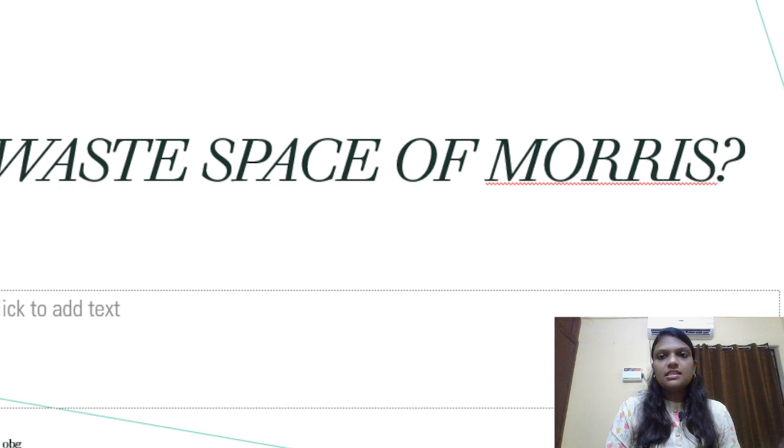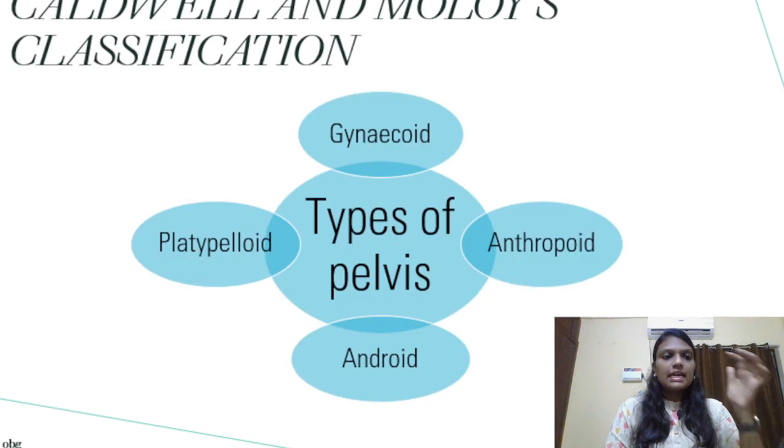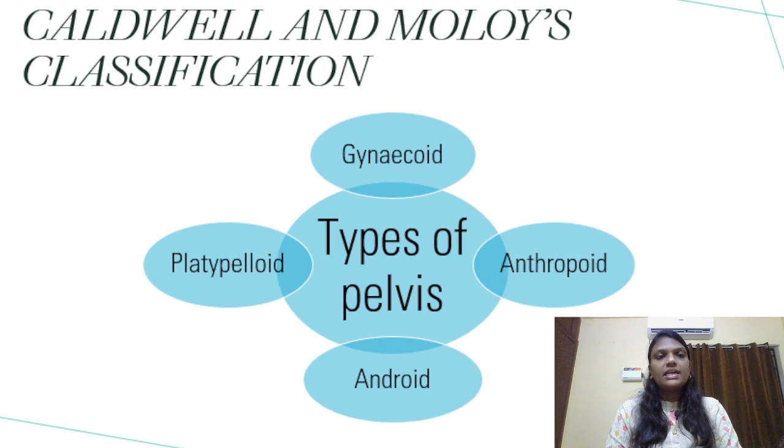This is the clinical significance of waist space of Morris. Next, we are going to see about the classification known as Caldwell and Molloy's classification of maternal pelvis. There are 4 types of pelvis according to Caldwell and Molloy's: gynecoid pelvis, anthropoid pelvis, android pelvis, and platypelloid pelvis. And we are going to see what are all the differences in these pelvises in the inlet, mid-pelvis, and outlet.